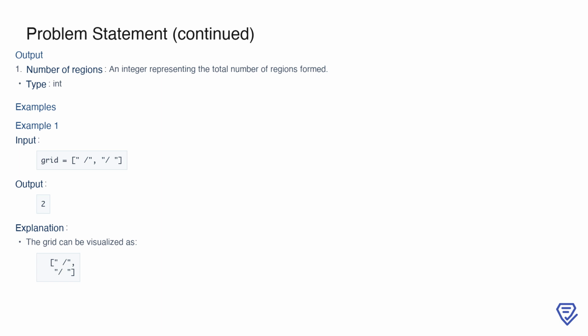To clarify this with an example, consider the grid, forward slash. This is a 2x2 grid where the first cell contains a forward slash, and the second row starts with another forward slash. When visualized, the grid looks like this. The top left cell has a diagonal, and the bottom left cell has a similar diagonal. These slashes divide the space into two separate regions.